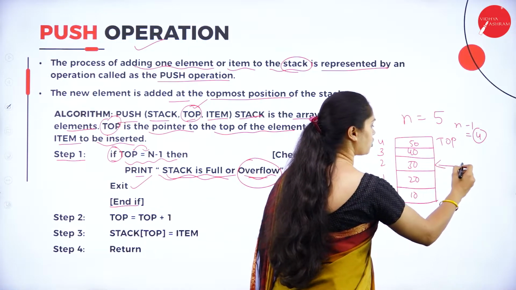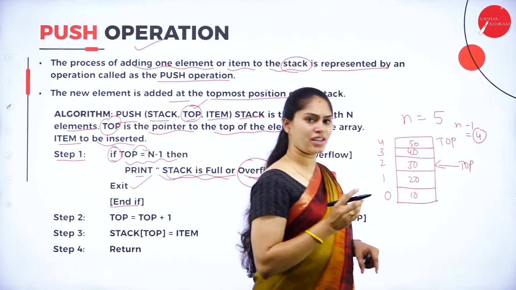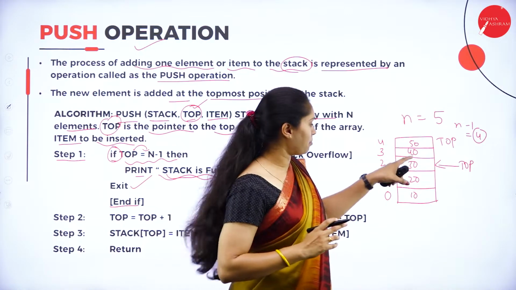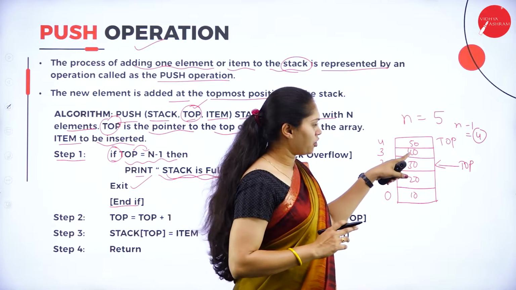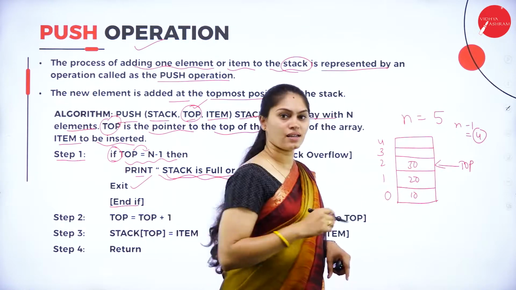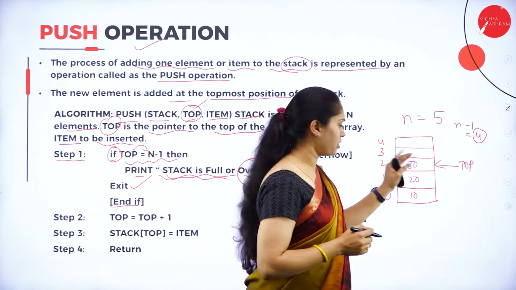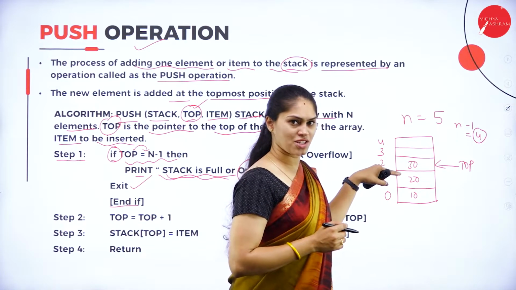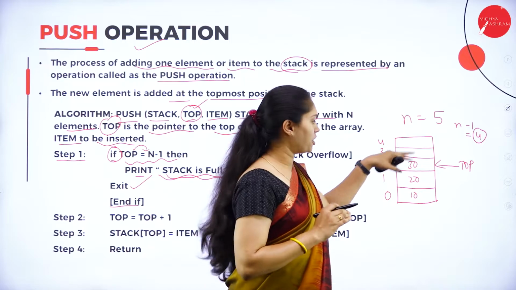You just imagine top is here. So now I wanted to insert a new element. Let me erase this 40 and 50. You need to imagine now top is here. As I told, I will erase all these two. Now top is at the second position. That means top is not equal to n minus 1.